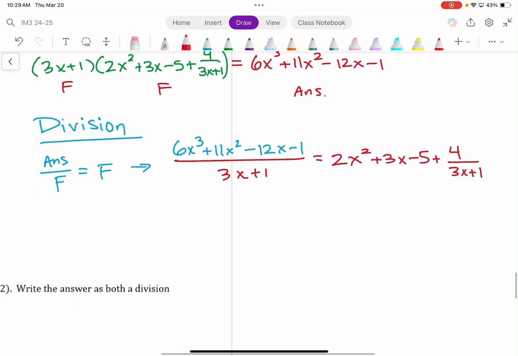So I will leave that there for you guys. You copy down. Please do not clean up until you have this written out. Thank you.